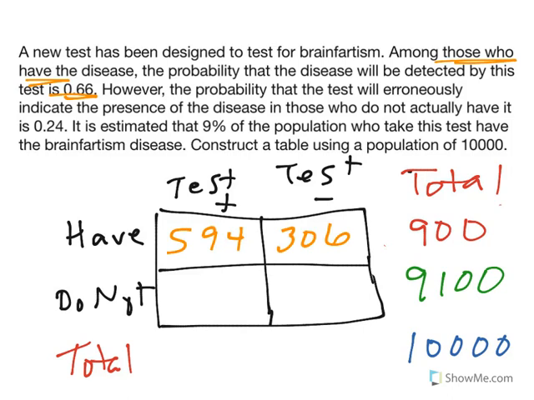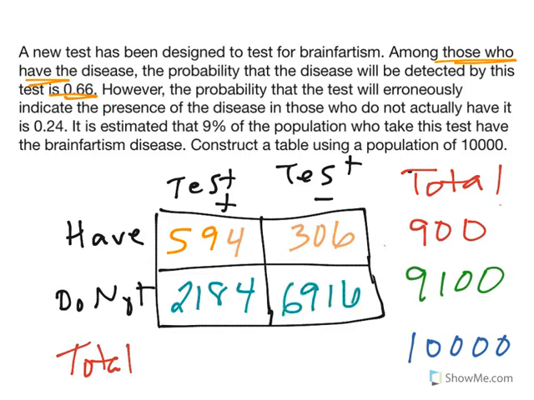Now, the next statement is the one that's a little bit tricky. It says the probability the test will erroneously indicate the presence. So that means it's going to say, yes, you have brain fartism, and those who do not have it is 0.24. So 0.24 out of the 9,100 will be told, yes, I'm sorry, you have brain fartism. And it will be very sad, I'm sure. So we would take the 0.24 times the 9,100 to get 2184. Oh my gosh, too many of my numbers disappeared. So if 2184 test positive for brain fartism, that means 6916 will not test positive for brain fartism.